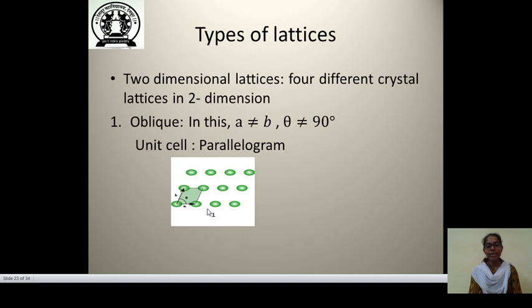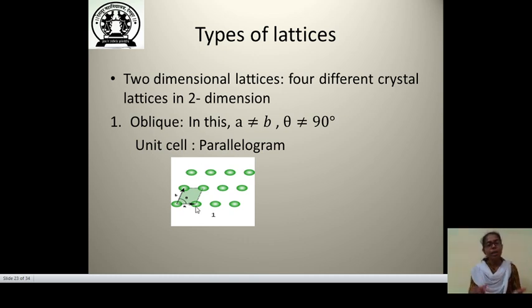This is one type, the oblique lattice. For the oblique lattice, A is not equal to B and theta is not equal to 90 degrees. Don't consider here A equal to B. A and B are different and the angle between them is also not equal to 90 degrees. Then that system is called the oblique crystal system.